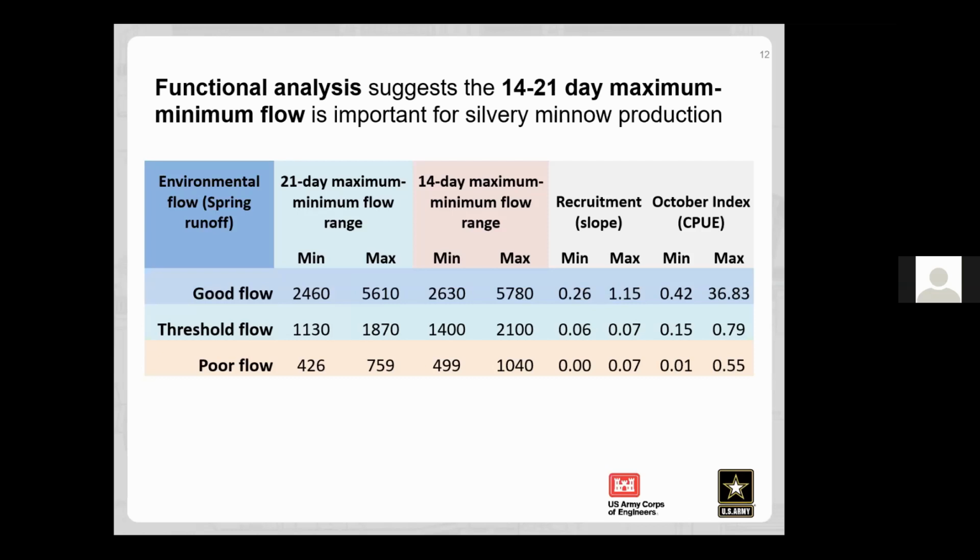So we think that has some biological relevance for producing fish, as the minimum flow volume to get onto the floodplain and create habitat, and the minimum duration for supporting those larvae to a swimming stage. And then you see at the bottom, the poor flows, that's correlated with low recruitment and low October index. So that's the range we're trying to get above for recruitment.